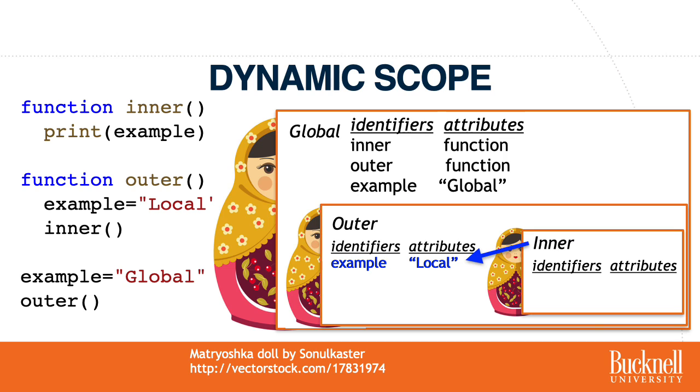So, how should scoping be structured? Should it be structured based on how things are nested in the code, or should it be structured based on how things are nested in the call stack? This is the fundamental question of whether to use dynamic scoping or static scoping.